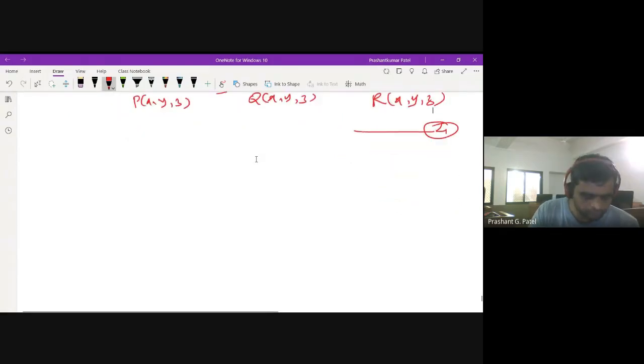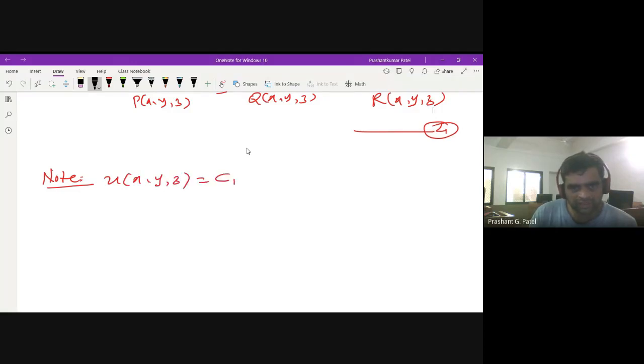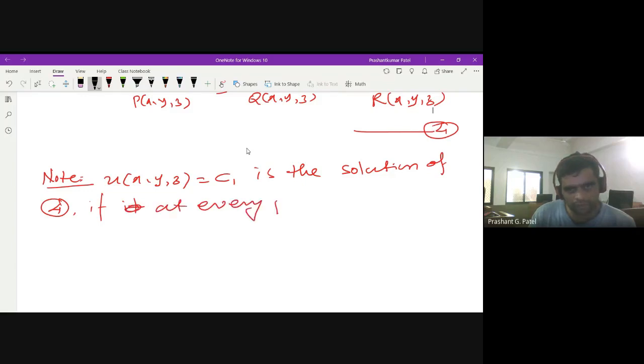Now, they are the two linear equations. So here we should write one note: that u of xyz equal to c1 is the solution of the system 4 if at every point on the surface. So what is this? In general, this u of xyz equal to constant represents the surface.